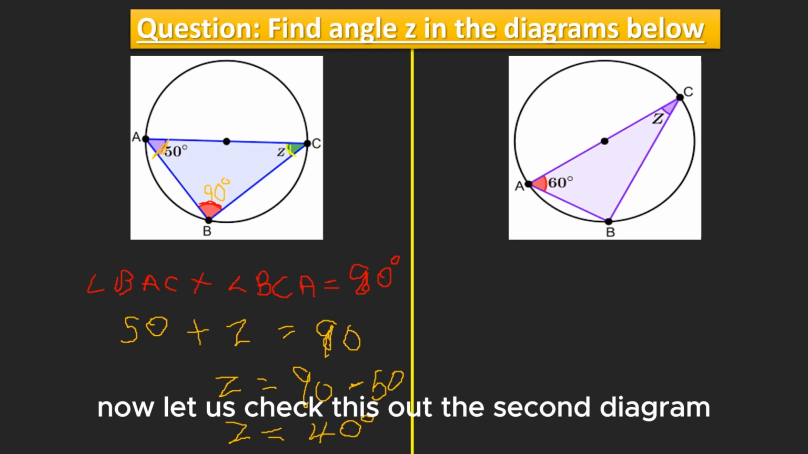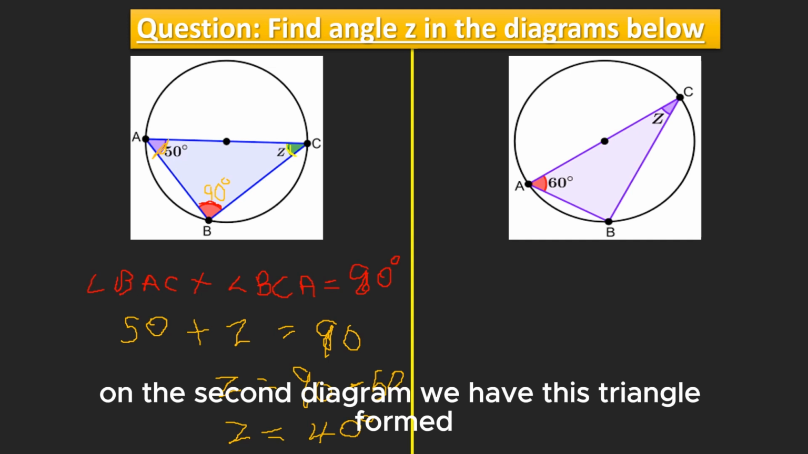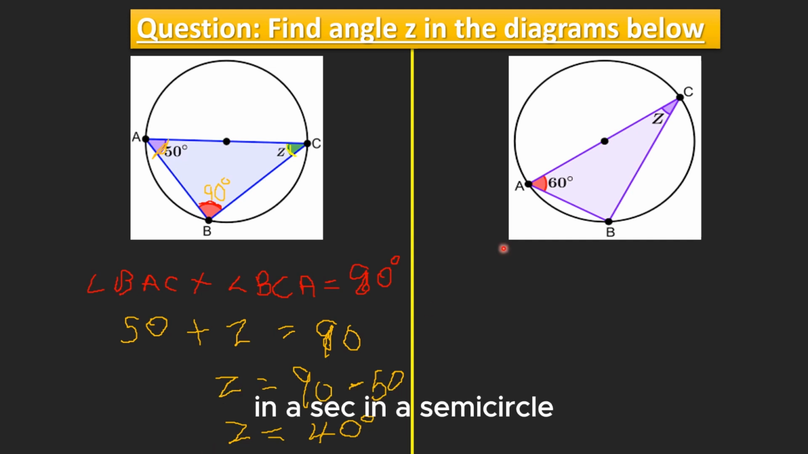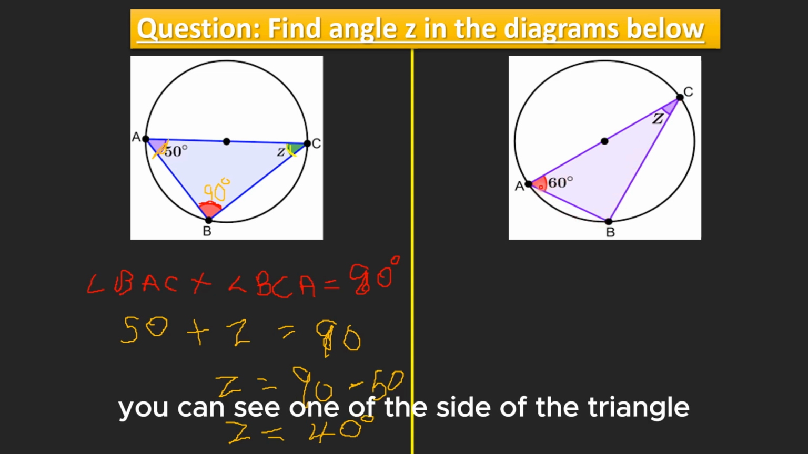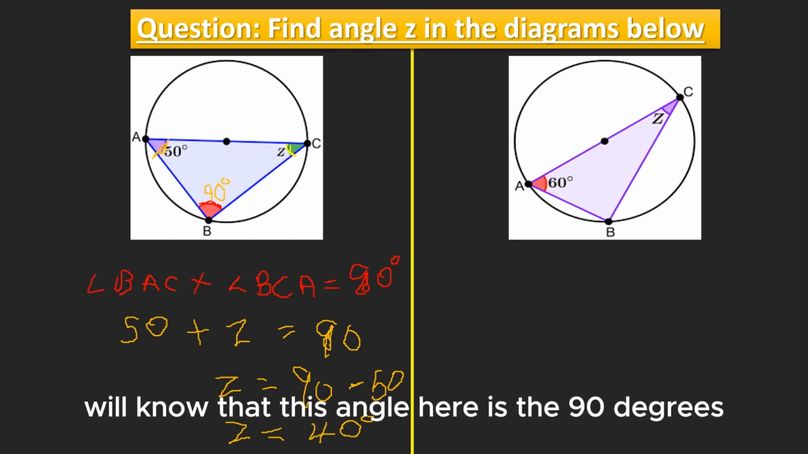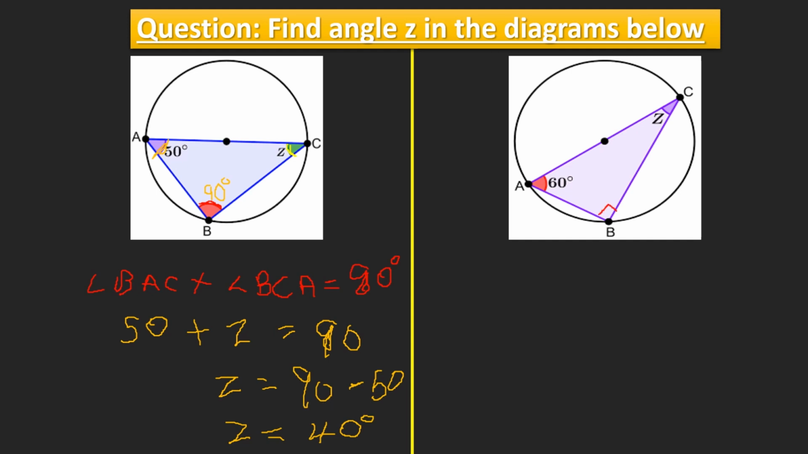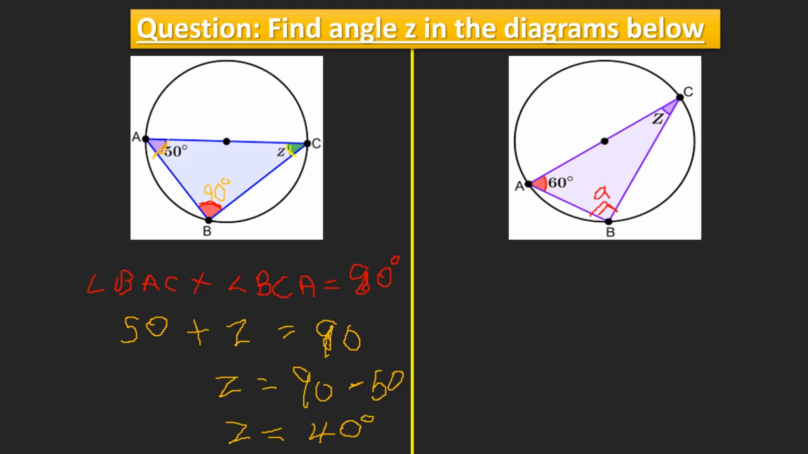Now let us check out the second diagram. On the second diagram, we have this triangle formed in a semicircle. You can see one of the sides of the triangle forming the diameter of the circle. So looking at that shape there, we'll know that this angle here is the 90 degrees, so we have the 90 here.